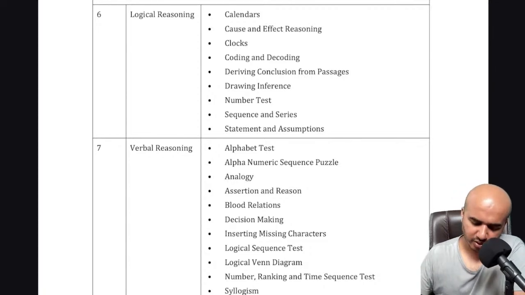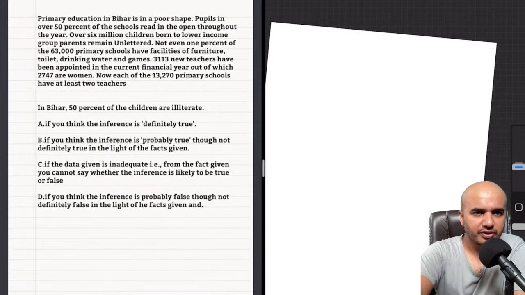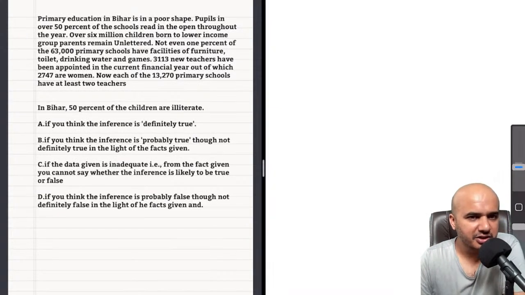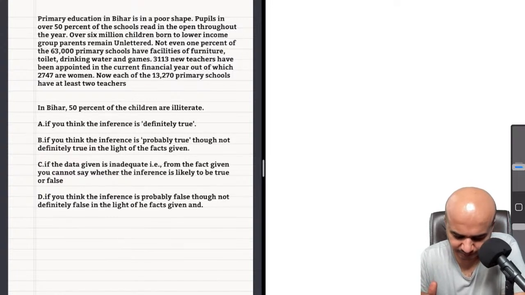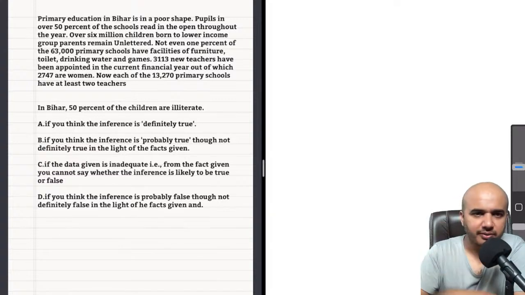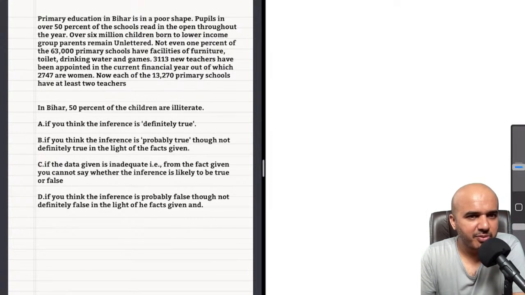Next, let's move on to the first question of this topic, that is primary education in Bihar is in a poor shape. Let's read the passage first. Once you read the passage, then there will be a question. You'll have to answer that based on the passage. Primary education in Bihar is in a poor shape. No wonder. Anyway, pupils in over 50% of the schools read in open throughout the year.